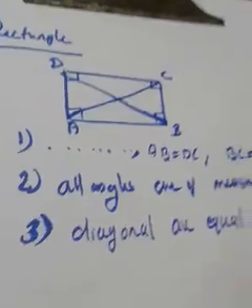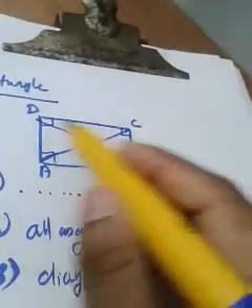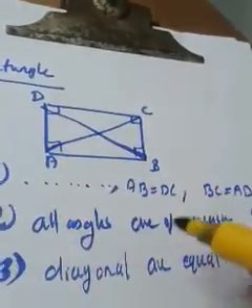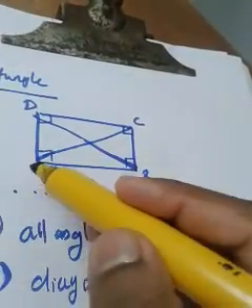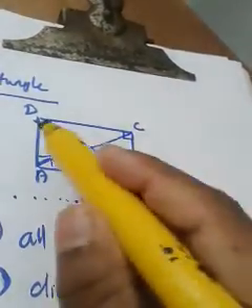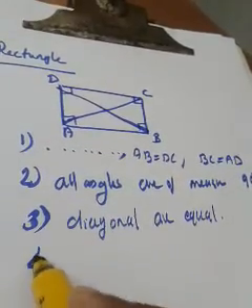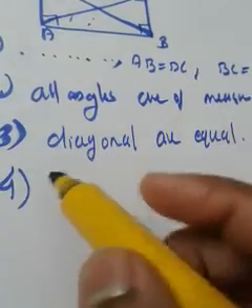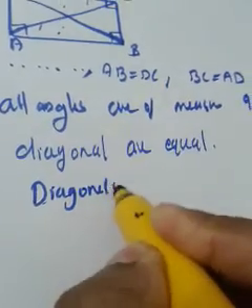That is the third property of a rectangle. The first property is that opposite sides should be equal. This side should be equal to this side, this side should be equal to this side, and all angles are 90 degrees, and diagonals also should be equal. You may understand the first three properties, and the last but not least property is, diagonals are bisecting.